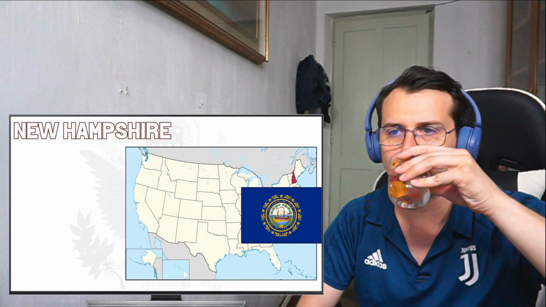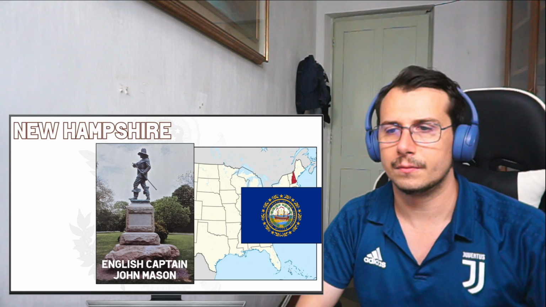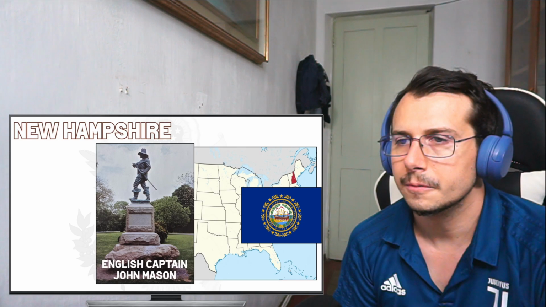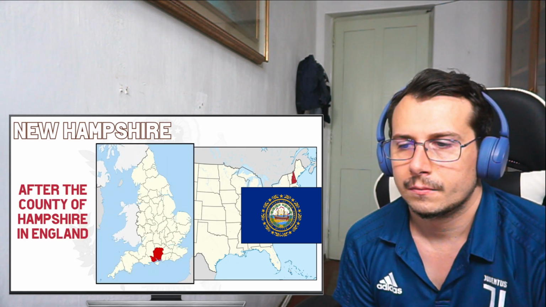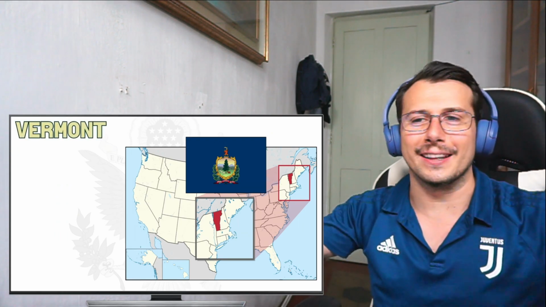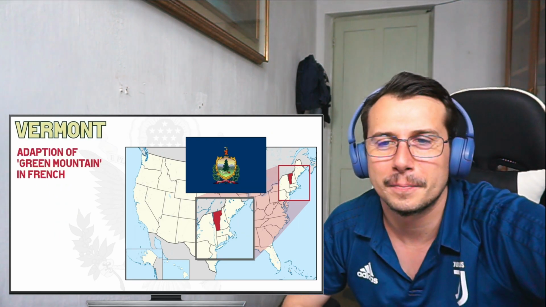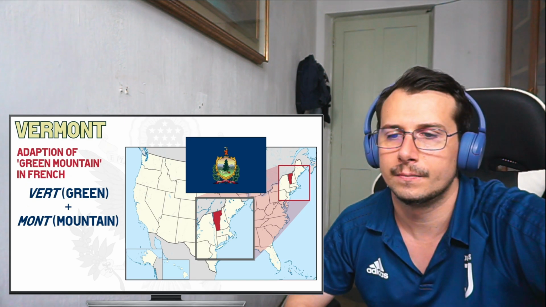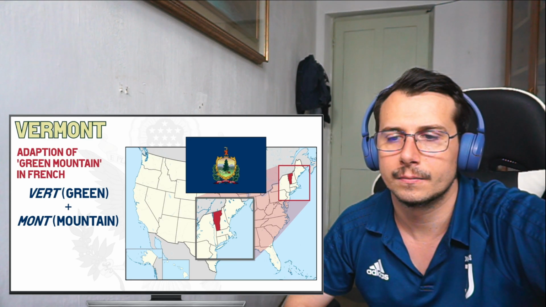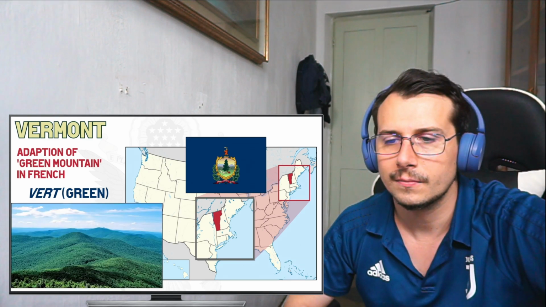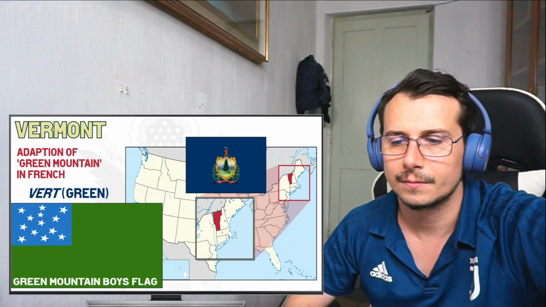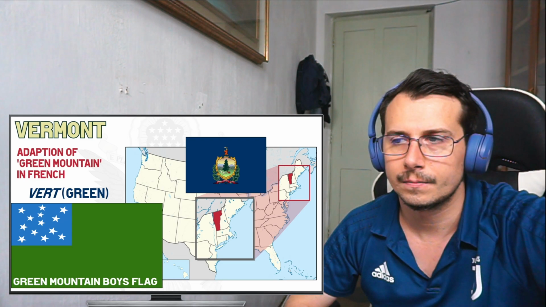New Hampshire was named by English Captain John Mason, who had gotten a land patent to establish a colony in the area. After doing so, he named it New Hampshire after the county of Hampshire in England. Vermont's name comes from the combination of two French words, vert and mont, green mountain. Vert in French means green and mont means mount or mountain, likely because of the green mountains that characterize the state. In fact, the short-lived independent Vermont Republic used as its ensign the Green Mountain Boys flag.